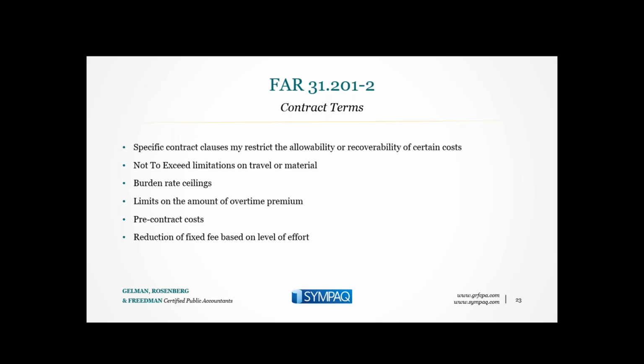Some contracts have burden rate ceilings. So if your overhead is limited to 100% and you incur 125% overhead, that difference between the ceiling and the actual amount is unallowable. Overtime premium is often limited. There's a specific government contract clause that limits that, subject to the contracting officer's approval. If you find that you're going to incur overtime, do your best to get the contracting officer's approval in advance.